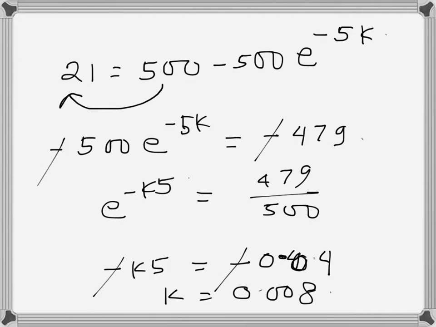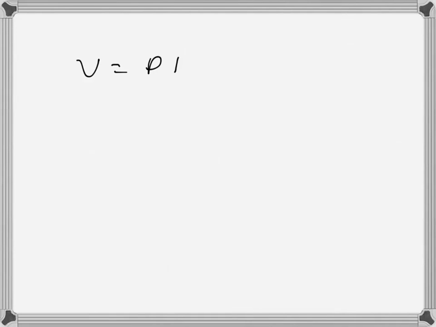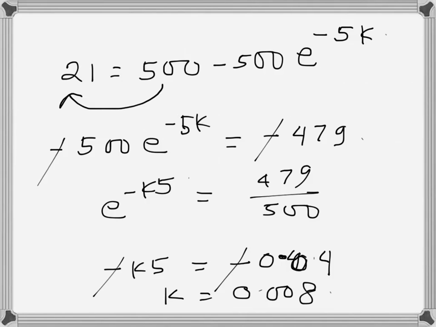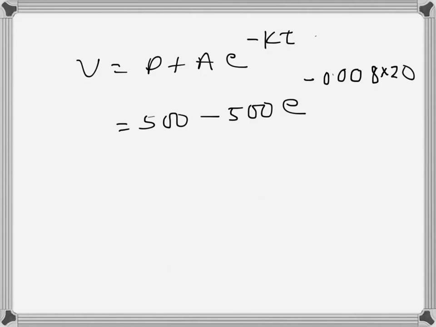Then we need to find the velocity after 20 seconds. So v is p plus a e to the power minus kt. Now we know both a and k. So 500 minus 500 e to the power minus 0.008 times 20. For this k, we should take two more digits. It's actually 0.00858. I have taken 5 digits after the decimal, because there will be a fine difference, since it's in the power of the exponential. So we should take it as accurate as possible.